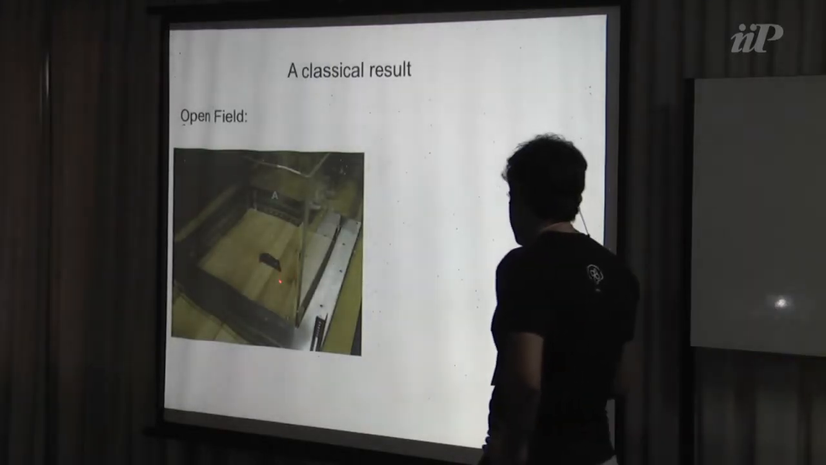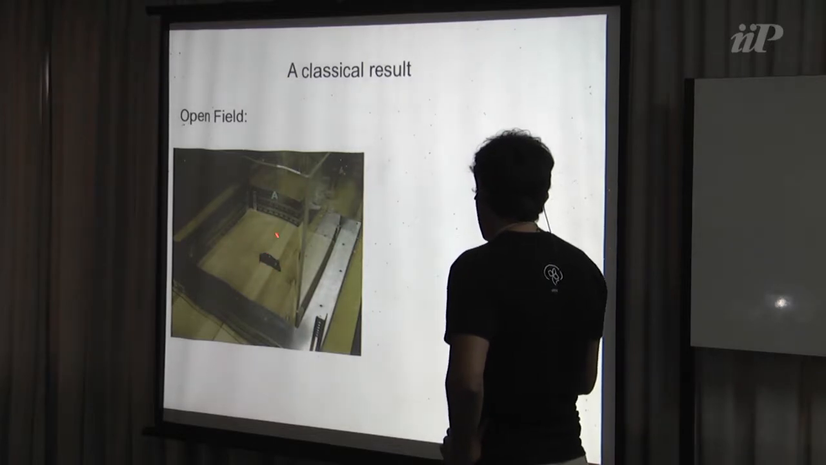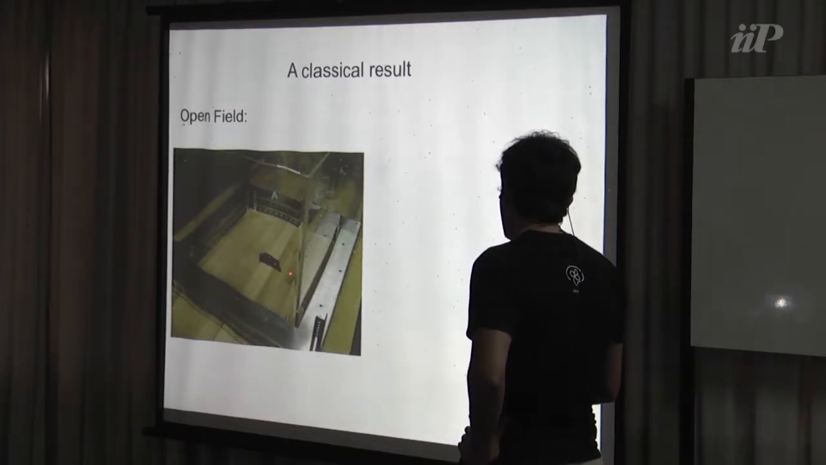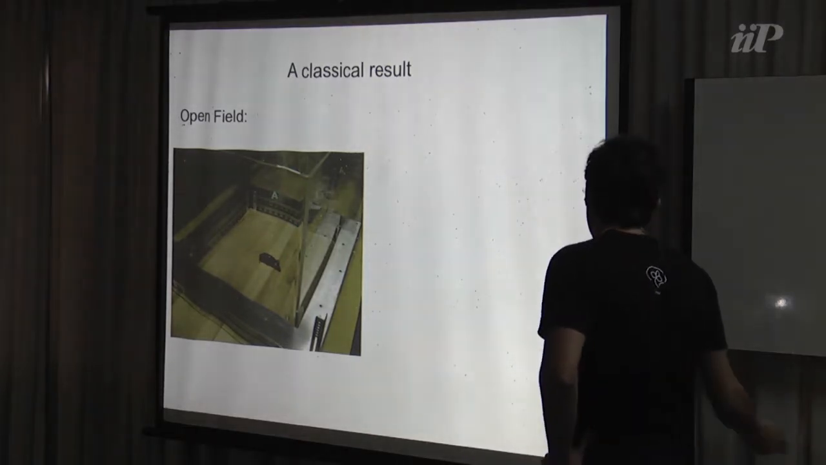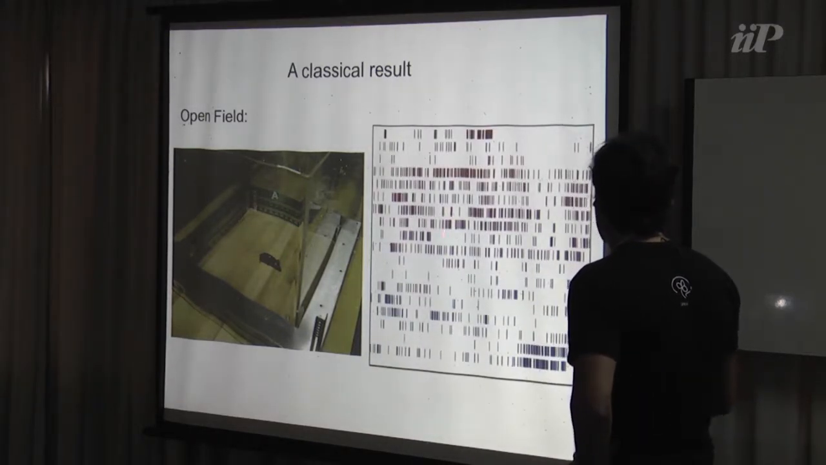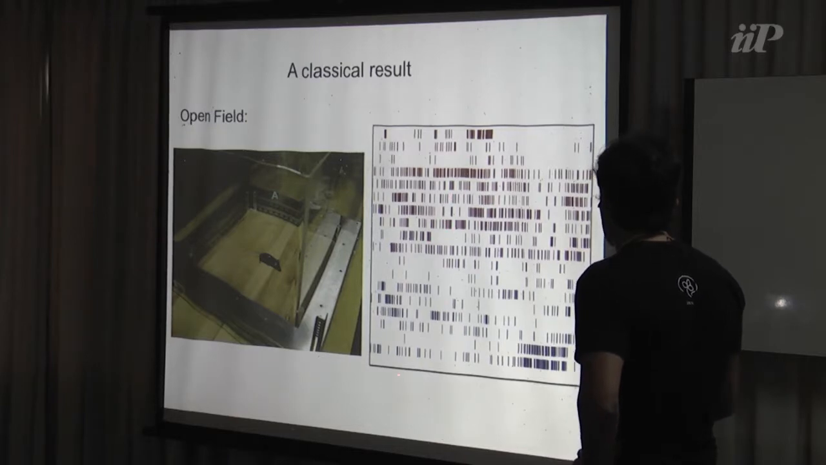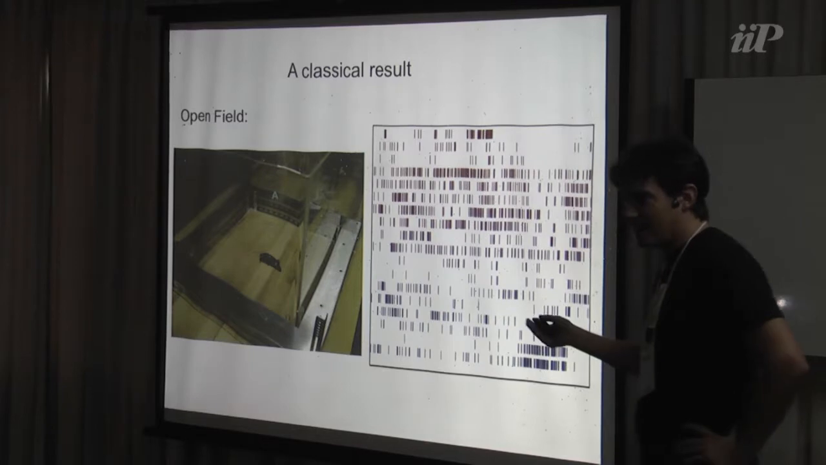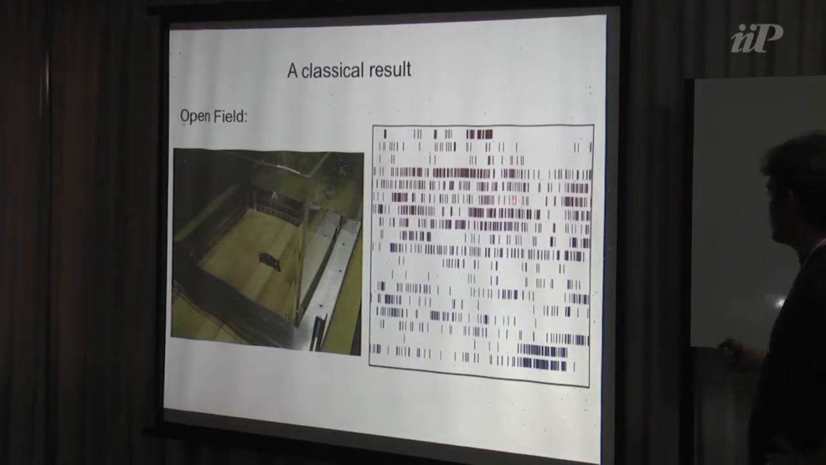Suppose you have a mouse wandering around in an open field. Suppose there are some wires here and this animal is being recorded, and this is the barcode. Never mind the colors here, pretend they are all the same color. Here we have time, here are the different units. The animal was just wandering around, and here is the barcode. Tell me, how does the brain work?